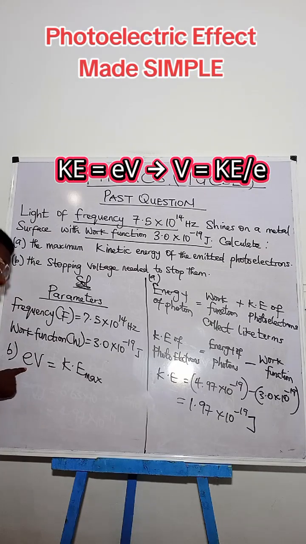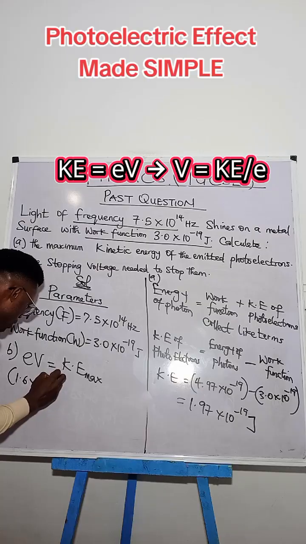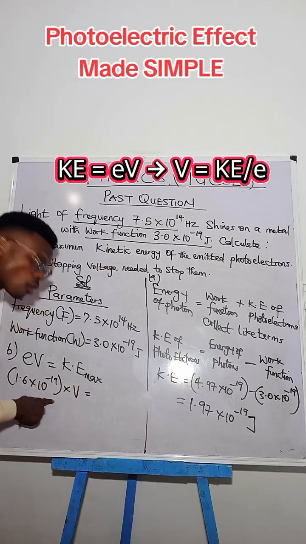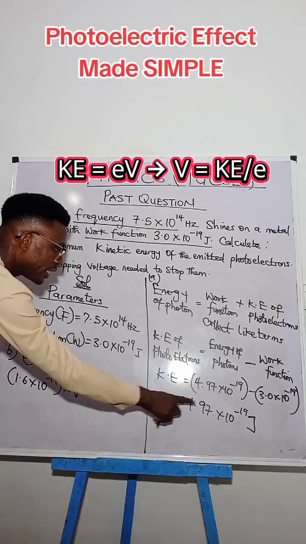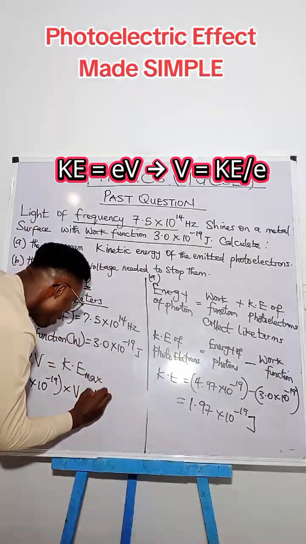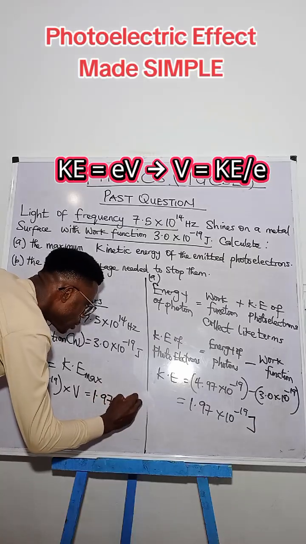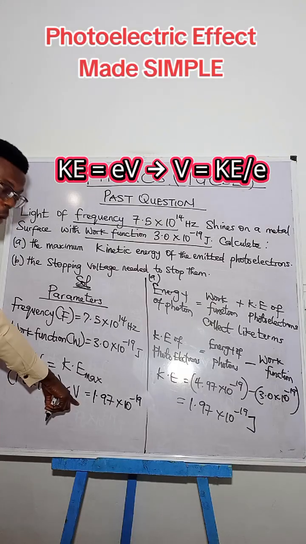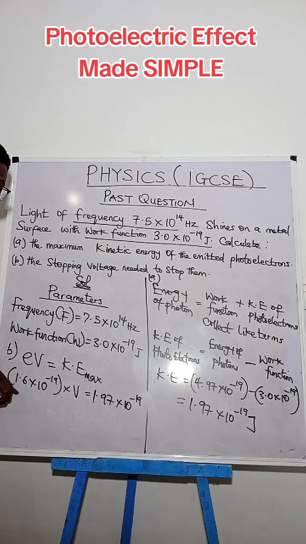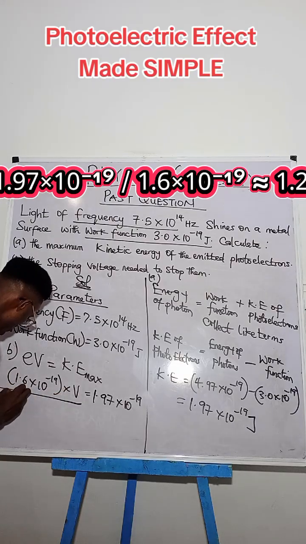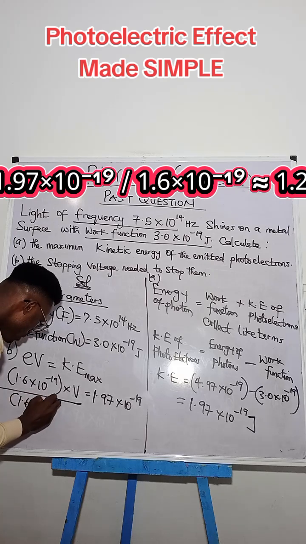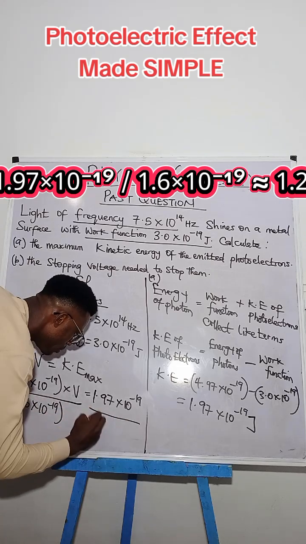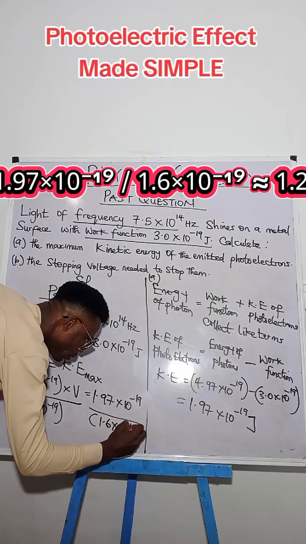So let's do that. We have e, that's the charge of an electron. I told you it's a constant, equal to 1.6 times 10 to the power minus 19, times V, that's the stopping voltage, equals the kinetic energy already calculated, that's 1.97 times 10 to the power minus 19. So how do I get V? I divide both sides by the coefficient of V, which is e, the charge of the electron. That's 1.6 times 10 to the power minus 19 divided by 1.6 times 10 to the power minus 19.